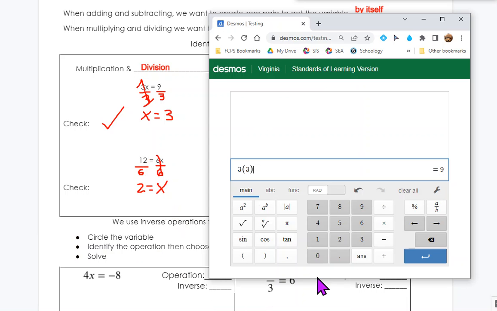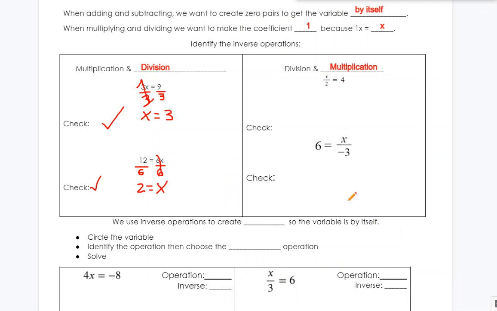Same thing. All right, so once again, I can check my work. 6, and then it says 6x. I'm going to put parentheses, and my x was 2. 6 times 2 is 12. Boom, got it right. Checked.